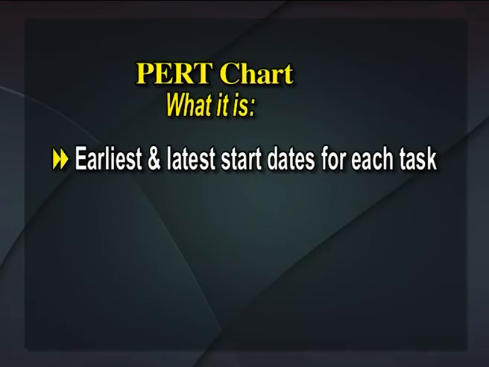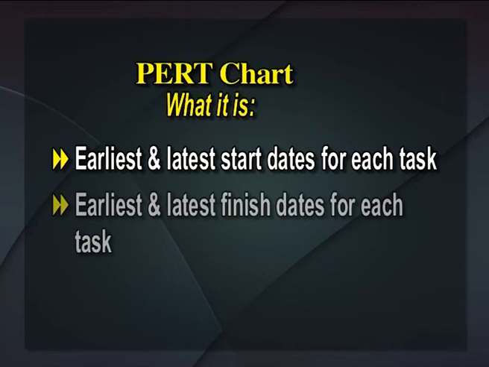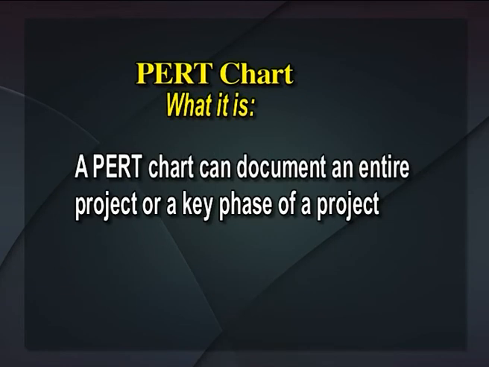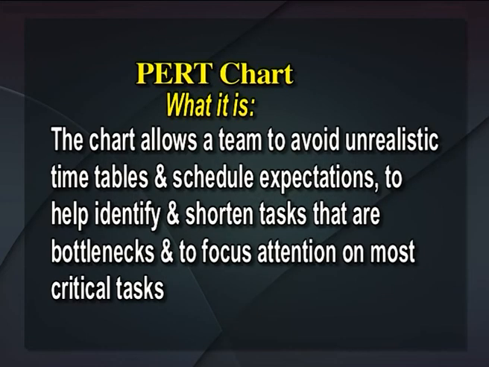The chart can be constructed with a variety of attributes such as earliest and latest start dates for each task, earliest and latest finish dates for each task, and slack time between tasks. A PERT chart can document an entire project or a key phase of a project. The chart allows a team to avoid unrealistic timetables and schedule expectations, to help identify and shorten tasks that are bottlenecks, and to focus attention on most critical tasks.